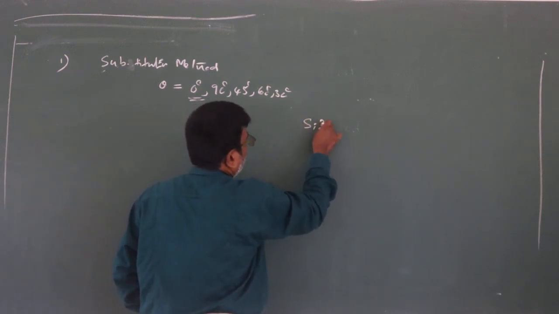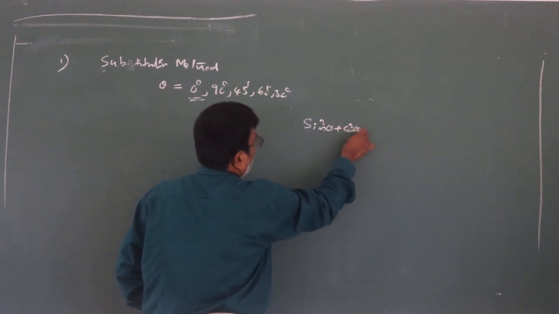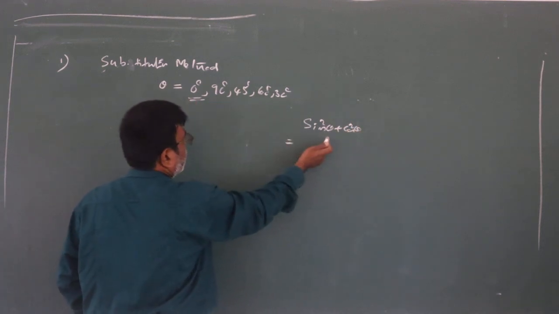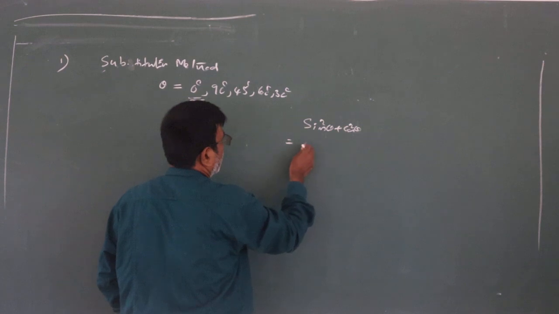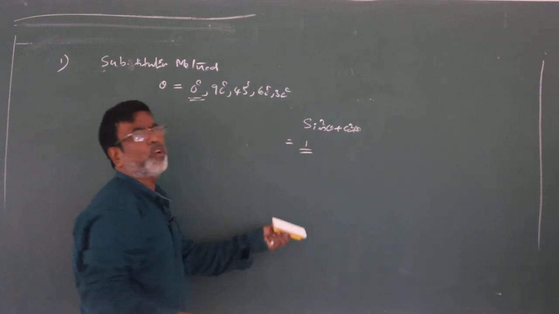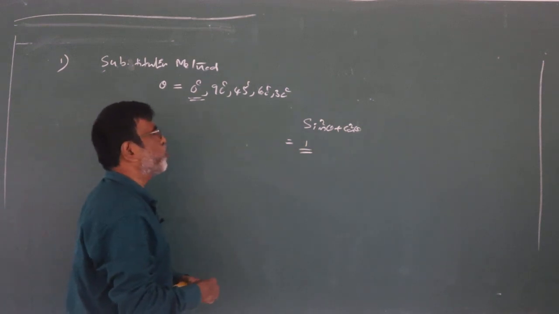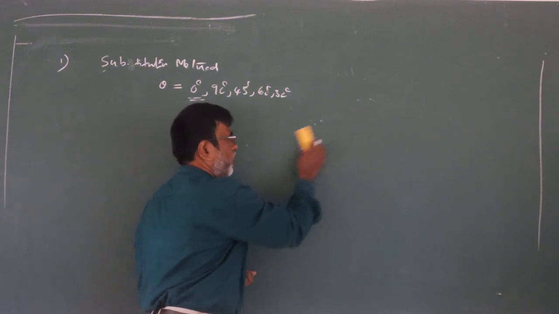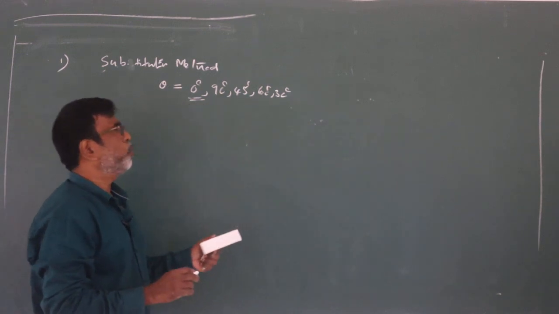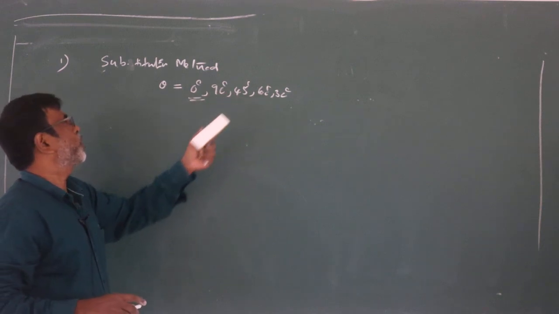Sin square theta plus cos square theta equals 1. Take theta as 0. So sin 0 is 0 and cos 0 is 1, that is nothing but 1 square, 1. That is the easy way we get it. The substitution method is used when typical questions are there and the simplification is more typical. In those cases we use the substitution method.